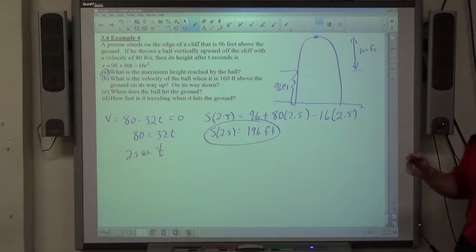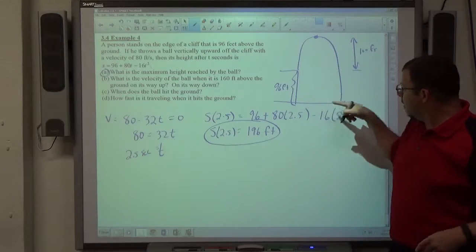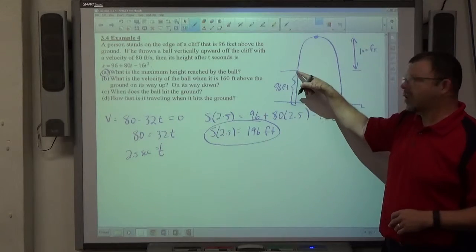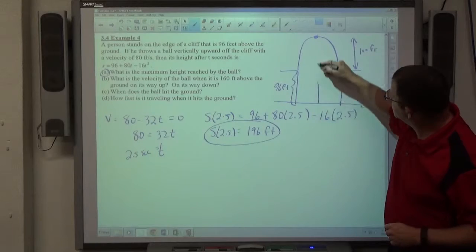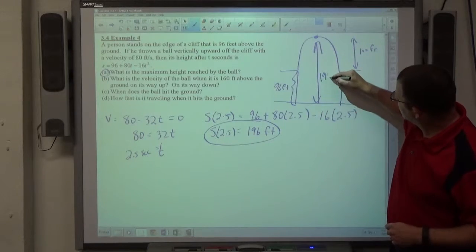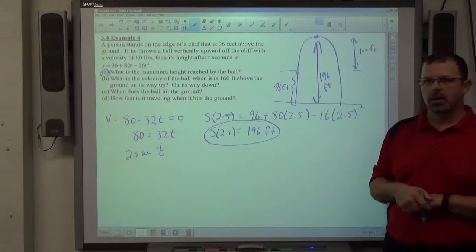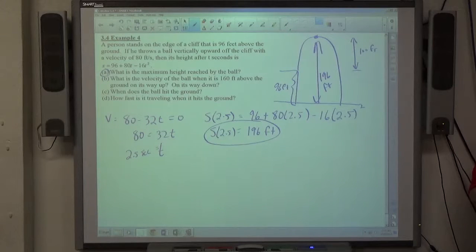So he throws it 100 feet higher than... Yeah, basically. But again, the question is, what's the maximum height? The maximum height is from the ground. This is 96 feet above the ground. So the maximum height of the ball is 196 feet. All right? So that answers the question. I just wanted you, again, to get a feel for what's going on in the problem.